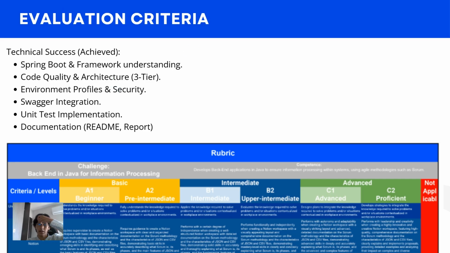The evaluation criteria of the project is technical success. We evaluate the Spring Boot and framework understanding, the code quality and architecture, the environment profiles and security, the Swagger integration, the unit test implementation, and documentation, that is the README and report documentation of every sprint.